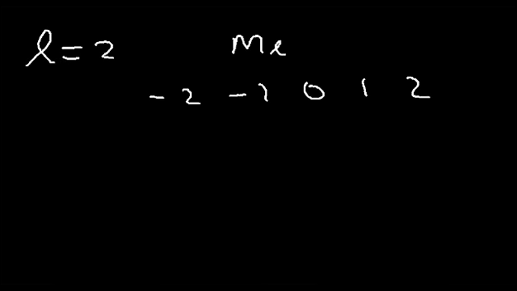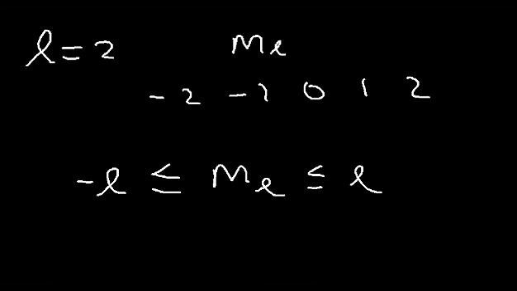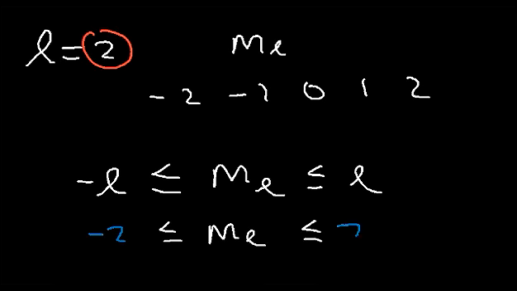Now let's talk about the relationship between L and ML. We said that if L is 2, for example, ML could be anywhere from -2 to 2. So you want to be familiar with this equation: ML can be anywhere between -L and L. So if L is 2, we can therefore say ML is greater than or equal to -2, and it's less than or equal to +2.